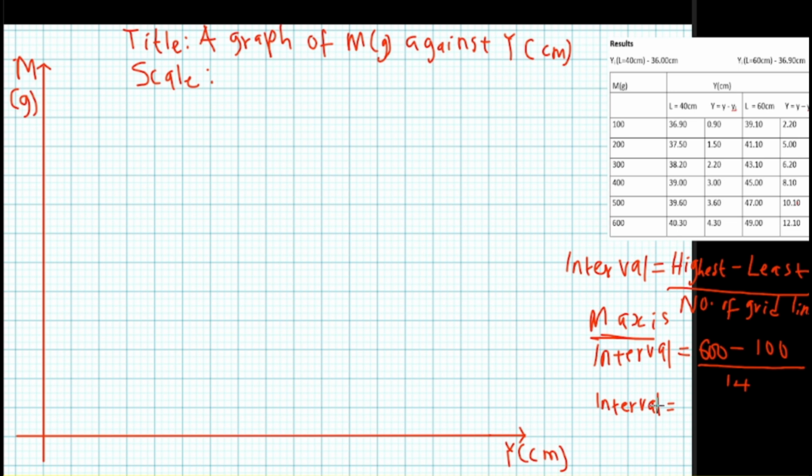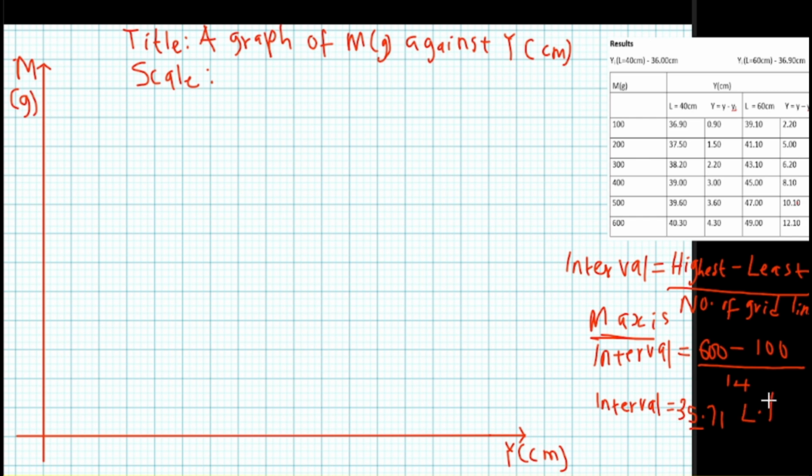All right, so we have interval now to be equal to, you can use your calculator to check this out. We have 600 minus 100 divided by 14. So that's around 35.71. All right. Now this is going to serve as our lower interval.